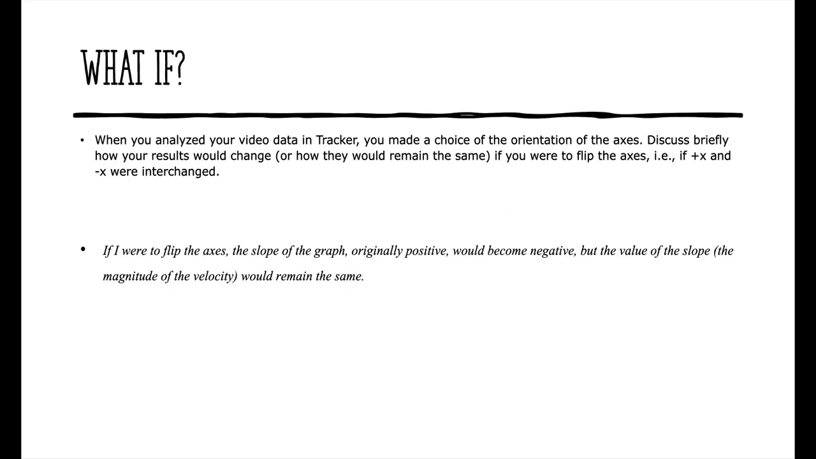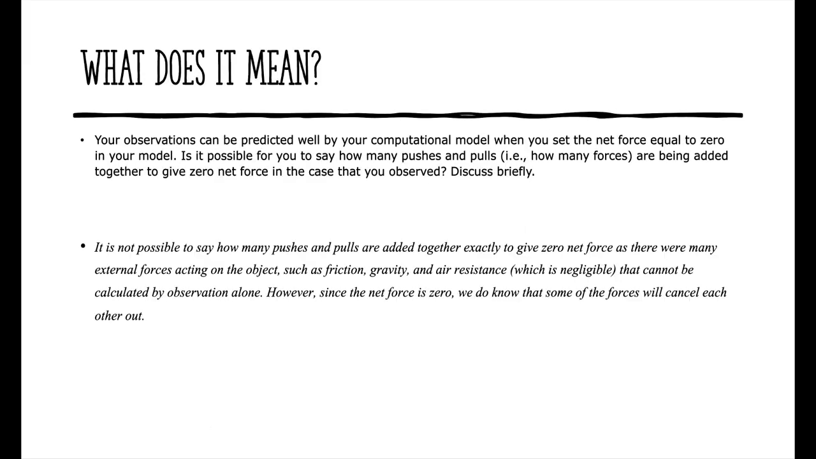For the what-if question, I responded by saying that if I were to flip the axes, the slope of the graph, originally positive, would become negative, but the value of the slope, or the magnitude of the velocity, would remain the same.